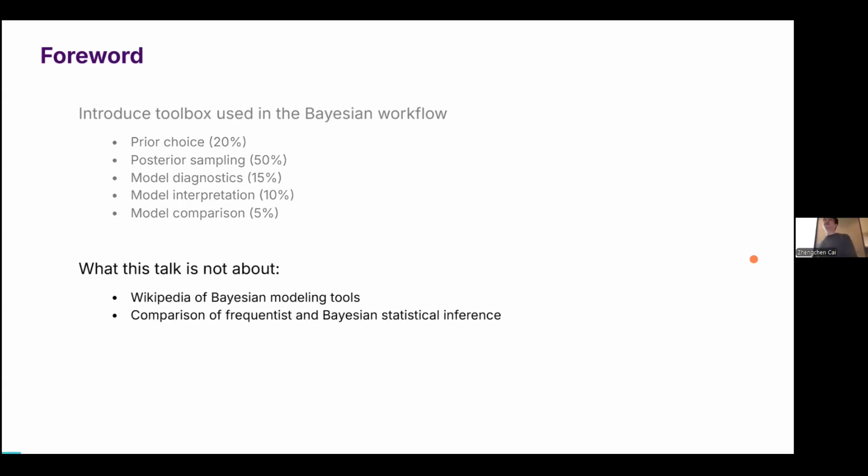This talk is not a Wikipedia of Bayesian model toolboxes. There are tons of tools you can find in different programming languages, so we will mainly focus on the Stan ecosystem, which I will explain later. And it's not a comparison of frequentist versus Bayesian. We are not statisticians, we are practitioners, so we choose the inference that fits our problem, right? We don't have to use Bayesian for the sake of using it.